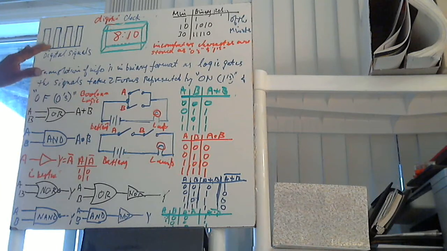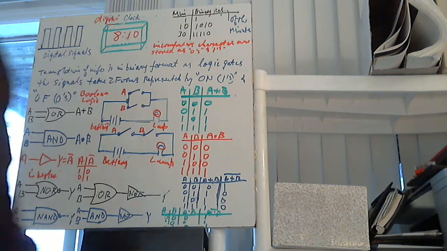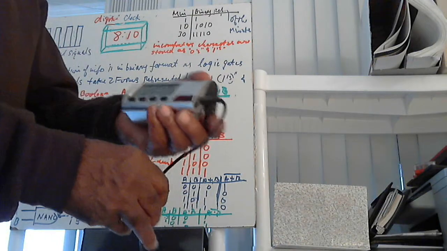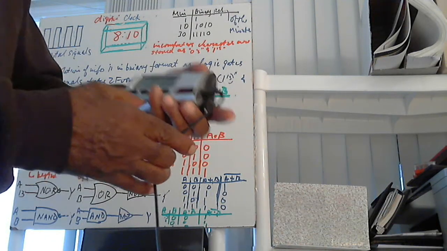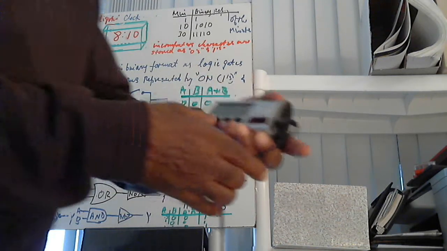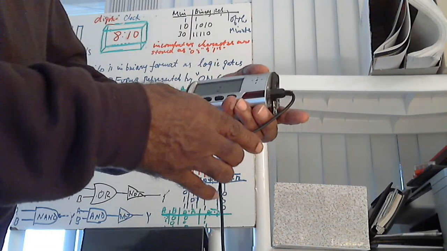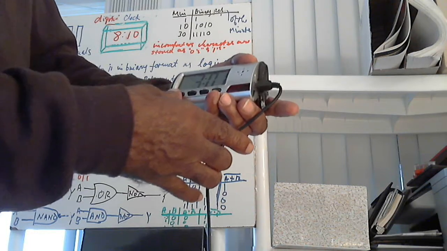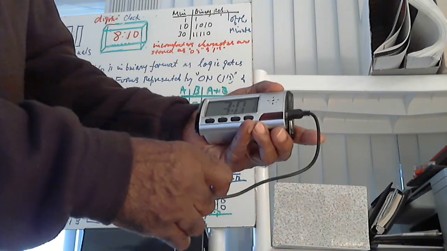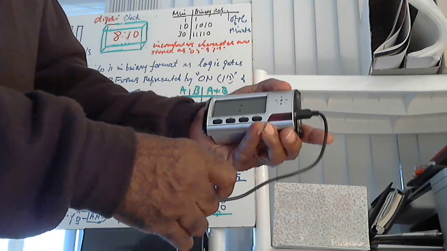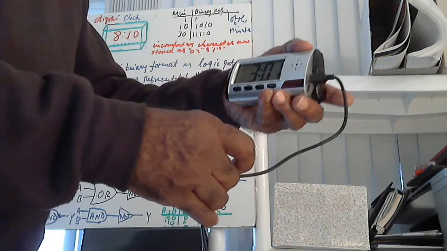Now, this here is what we call the digital system. We have here a clock which is also digital. This is an example of a digital clock. So if you press here, you see this data here. This data here is a digital display of 301. Alright? This here is a digital clock.